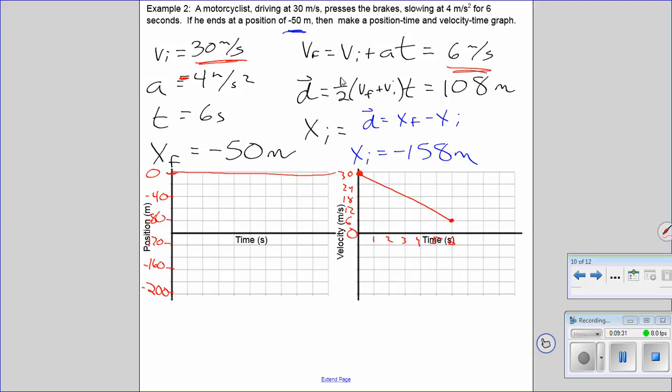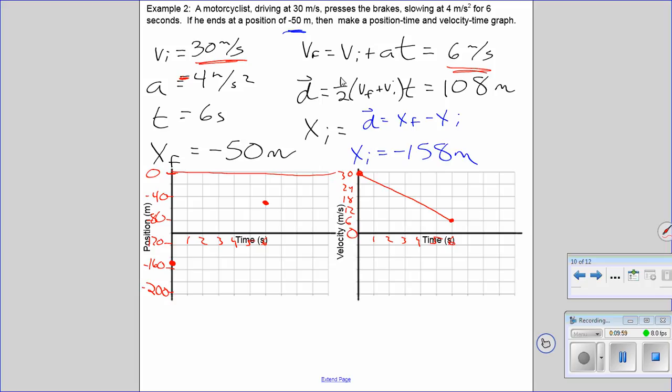All right, so I know that my starting position is negative 158, so that's going to be down here by 160, right? And I know that after 1, 2, 3, 4, 5, 6 seconds, my position should be negative 50, which is going to be right here between 40 and 60. Good? And then I need to draw it.